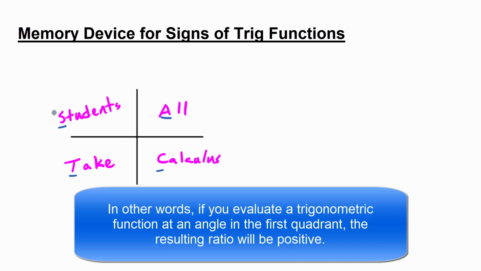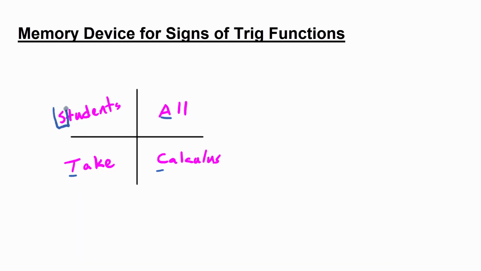In the second quadrant, look, S stands for sine, right? Sine is positive in the second quadrant, I should say. In the third quadrant, tangent is positive. In the fourth quadrant, cosine is positive. And this extends to the reciprocals too, right? So let me rewrite this.